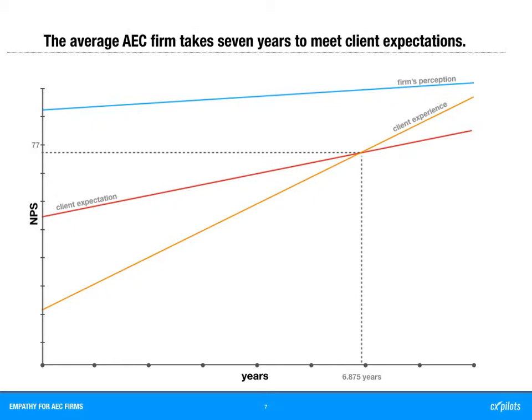The blue line on top is the killer here because when we measure the firm's perception of how well they're doing, it's way higher than what the client believes is the case. A lot of us have heard the stat that 80% of firm executives believe they're delivering superior experiences, while only 8% of their clients agree. Well, this is how it plays out.